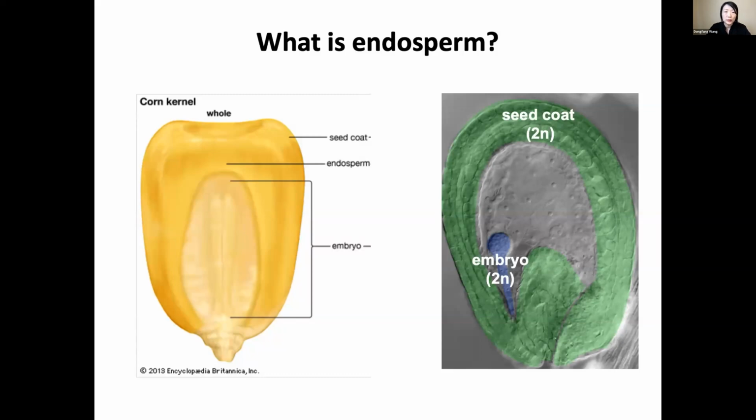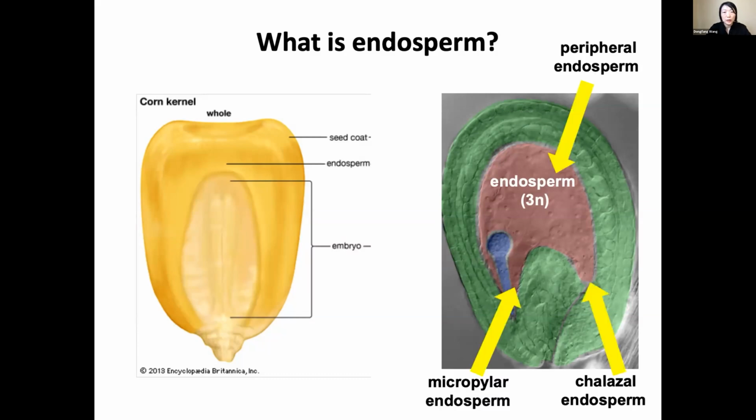And then in between, inside the seed coat, is the endosperm. This is a triploid structure. The endosperm can be further divided into three spatial domains. The region that's closer to the embryo is called the micropylar endosperm. This is a region that's believed to be interacting with the developing embryo. And then on the opposite end is the chalazal endosperm. This is a region that's closer to the maternal vasculature. And in between these two domains is the peripheral endosperm.